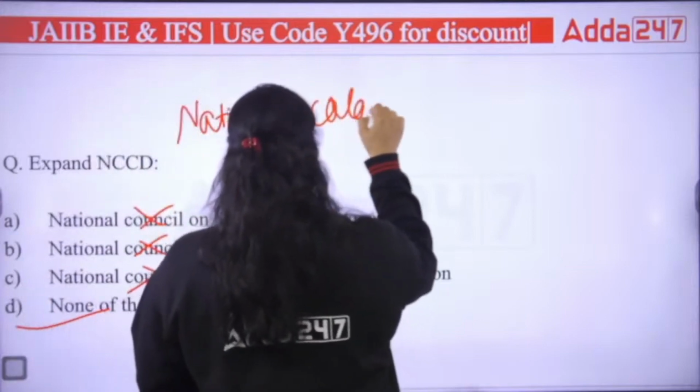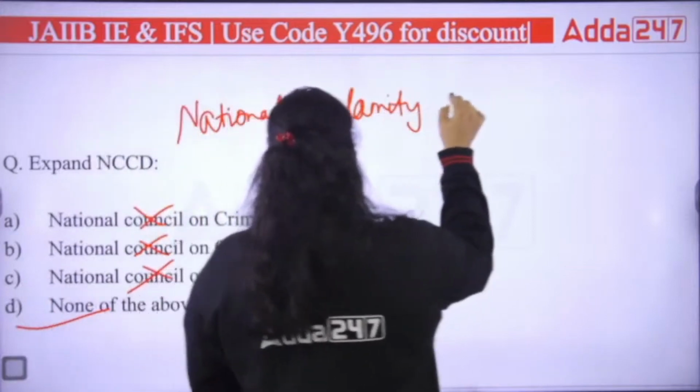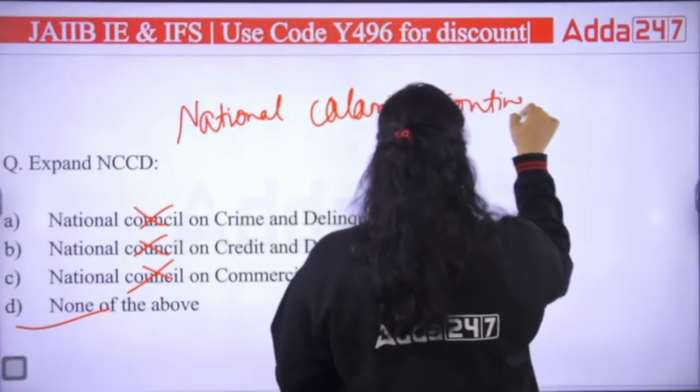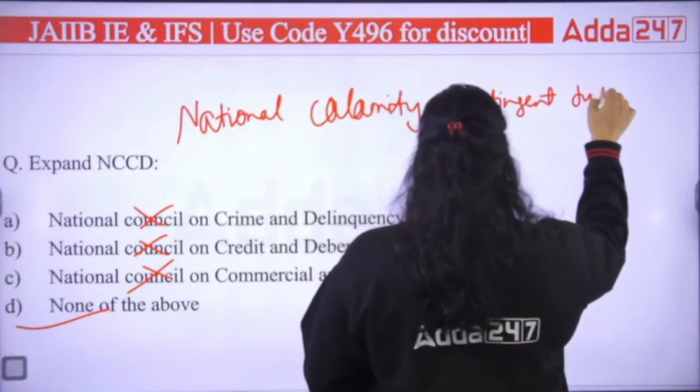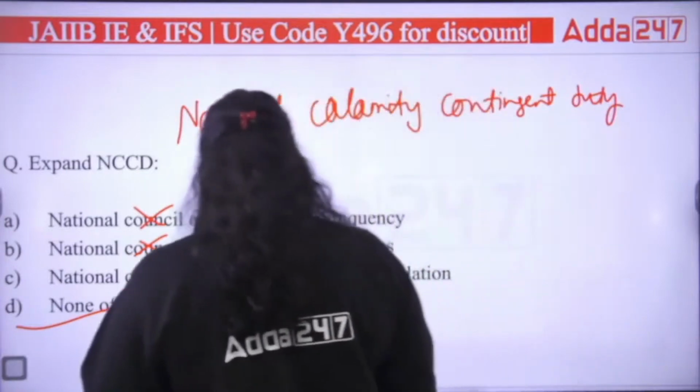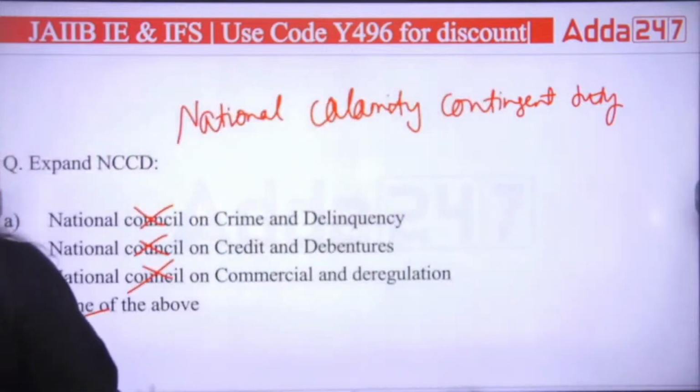Calamity Contingent Duty. Okay, so NCCD's full form is not this. So the right answer will be D.